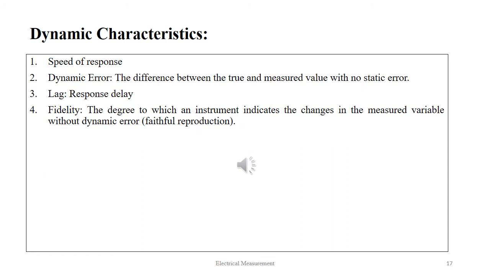There are four dynamic criteria. Those are speed of response; dynamic error, that is the difference between the true and the measured value with no static error; lag, that is response delay; and fidelity, the degree to which an instrument indicates the changes in the measured variable without dynamic error, or faithful reproduction.